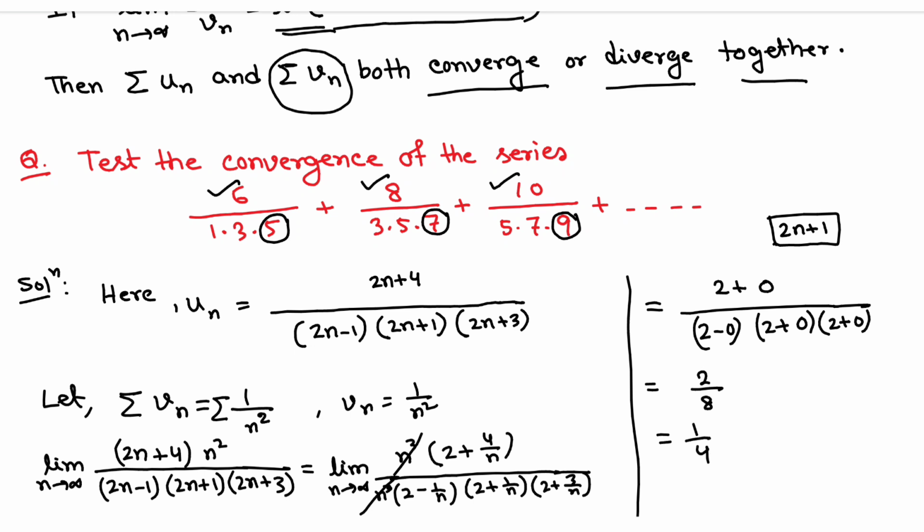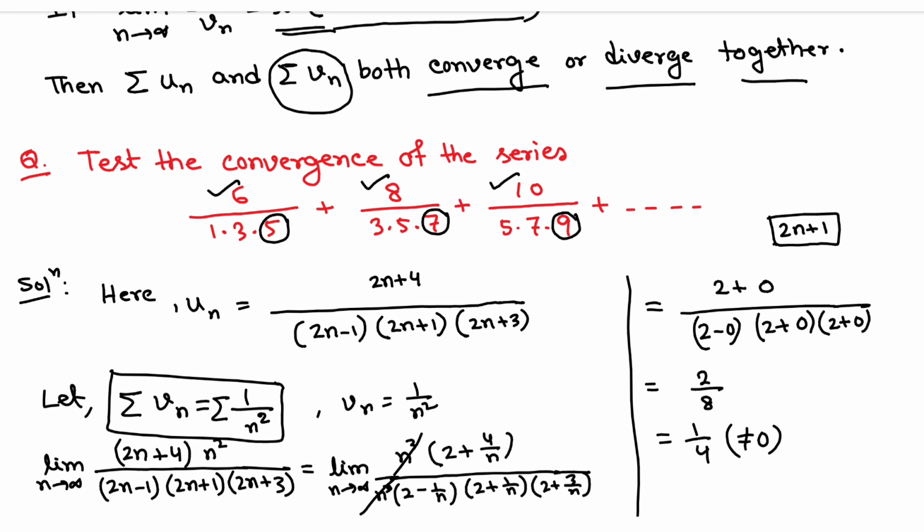And the condition was, this is the L, and the condition was L must be a non-zero finite number. Obviously this is a non-zero finite number, so we can say that Un and Vn both converge or diverge together. Now what is Vn? Convergent or divergent?